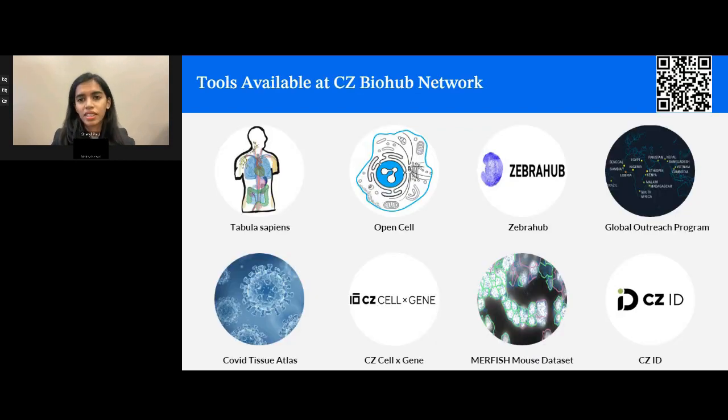Over the past 7 years, there have been multiple tools that have been built at the Biohub network, which are all open access and have greatly contributed to the scientific community. Some of them are mentioned here, which is Tabula Sapiens Cell Atlas, Open Cell Atlas, Zebrahub, the Global Outreach Program, CZID, CZ Cell by Gene, and so forth. If anyone is interested in any of the tools or wants to take a deeper look into these tools, please feel free to scan the QR code on the top right, which will take you to our website.